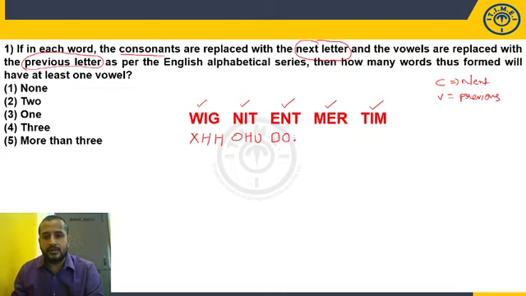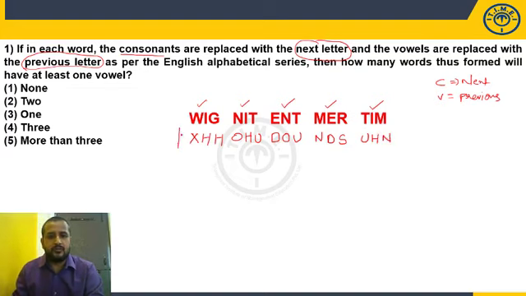T is a consonant, next letter U. M is a consonant, next letter N. E is a vowel, previous letter D. R is a consonant, what is the next letter? S. T is a consonant, next letter U. I is a vowel, previous letter H. M is a consonant, next letter N.